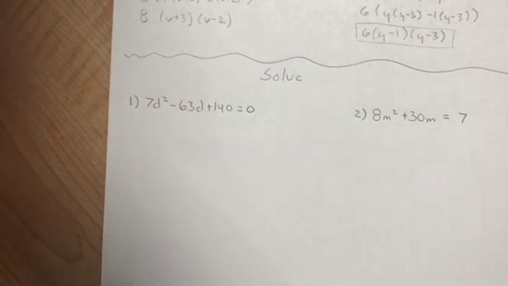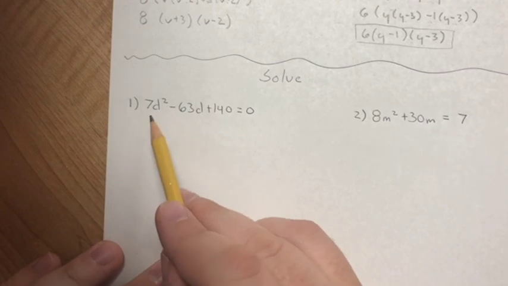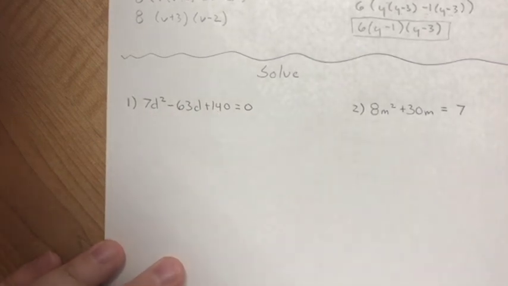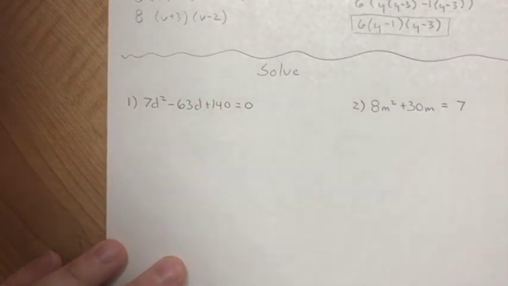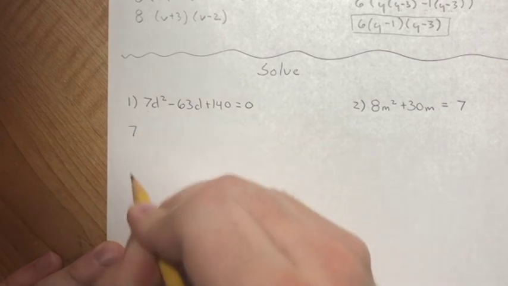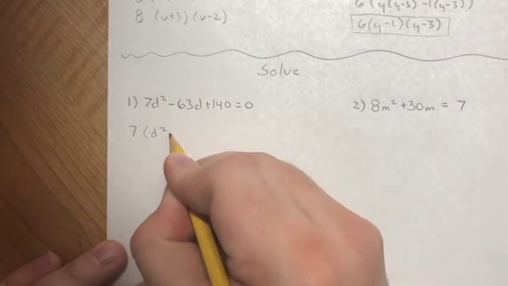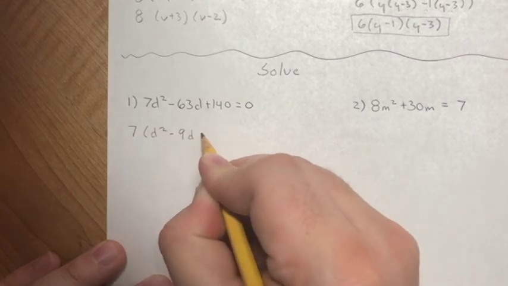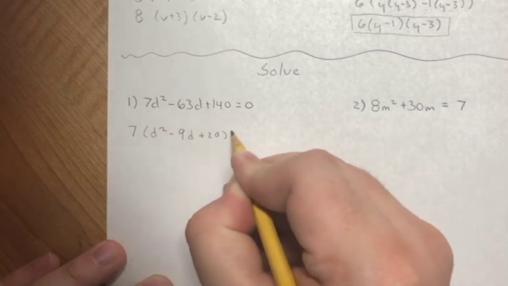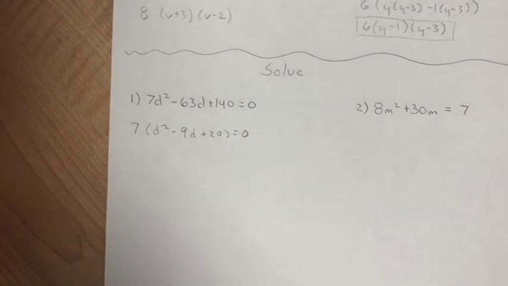Step 2, factor out the GCF and keep it. So if I were to look at all three of these terms, I can go ahead and tell you right now that the term I can factor out is a 7. And that would leave me with d squared minus 9d plus 20 is equal to 0. All right, that was pretty straightforward.